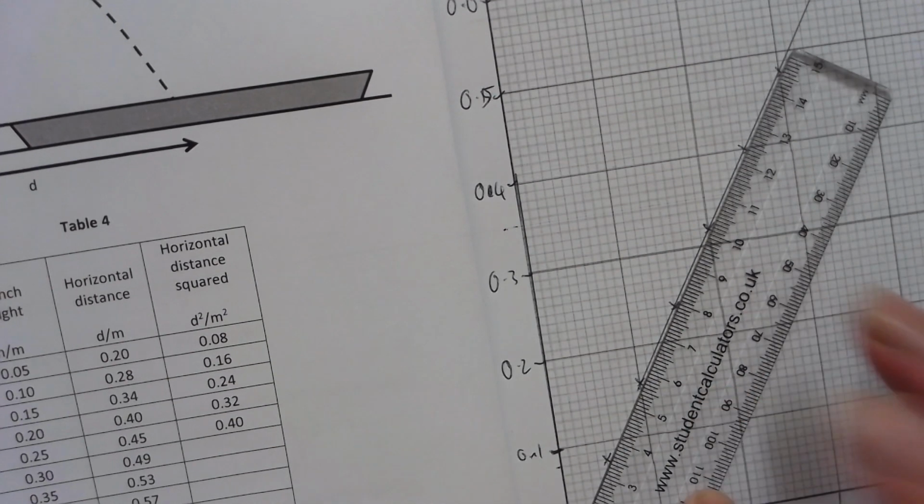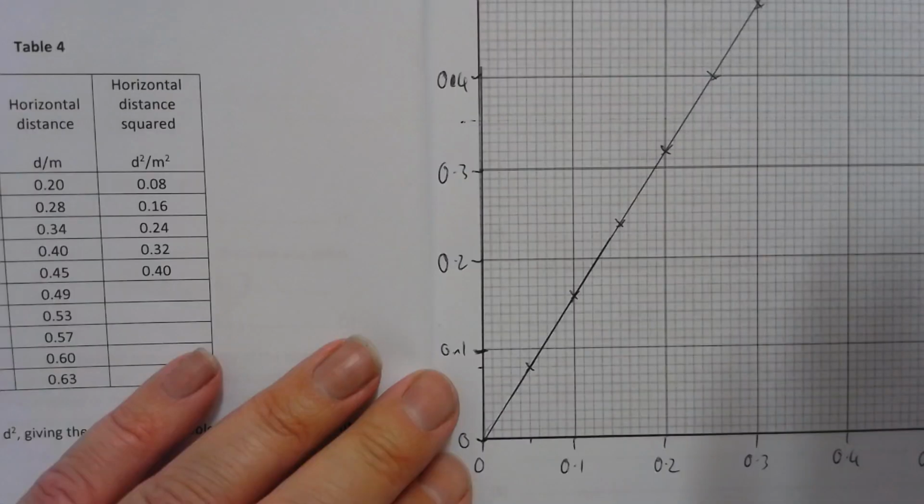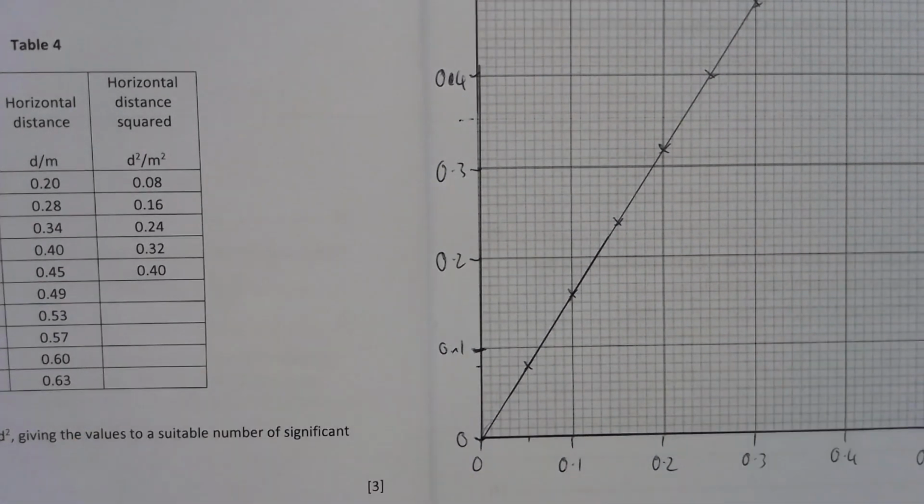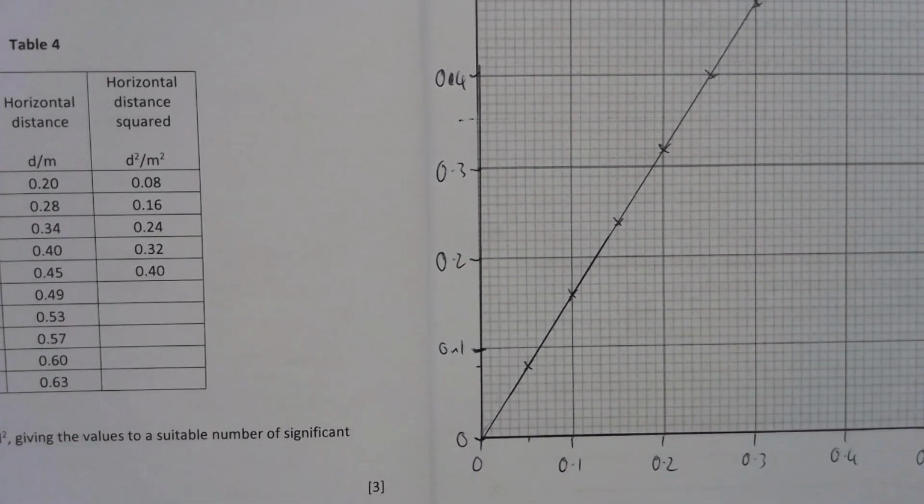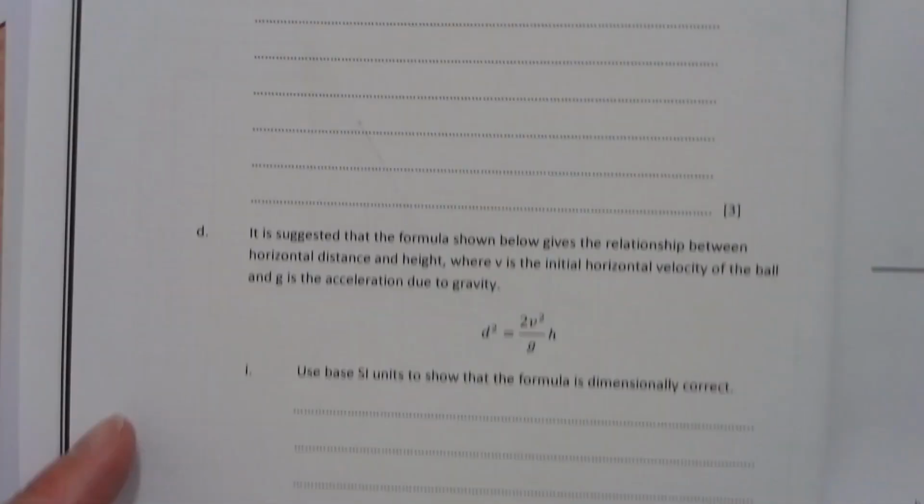There it goes. Okay, so it's a straight line through the origin, which is what we would expect. And then the next part of the question asks you to calculate the gradient of the graph and give appropriate units. So the gradient, it's the same technique as always.